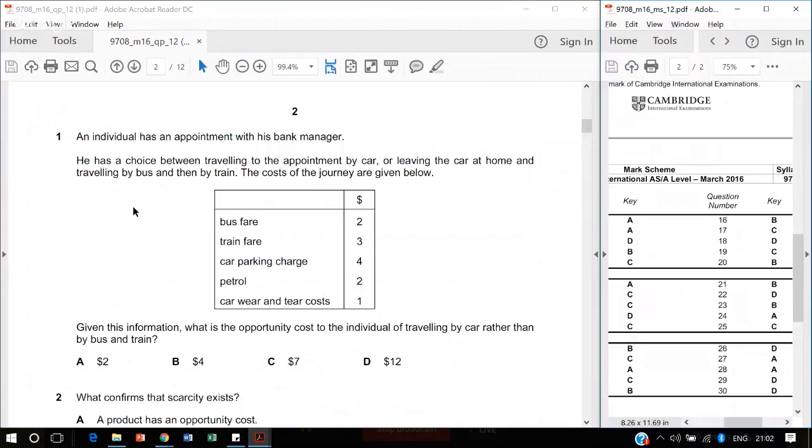Opportunity cost tells us something about the cost or the benefit of the next best alternative foregone. So what is the opportunity cost to the individual of traveling by car rather than by bus or train? Car, the total costs will be 4, 2, and 1, reaching a total cost of 7. Whereas the costs of a bus or a train fare would be 2 plus 3, so 5. So the opportunity cost is the cost of the next best alternative, which ends up being 7 minus 5, so $2 there. So the correct answer is A.